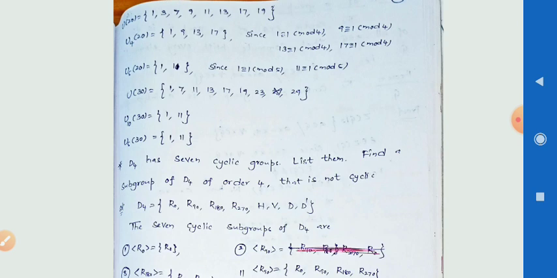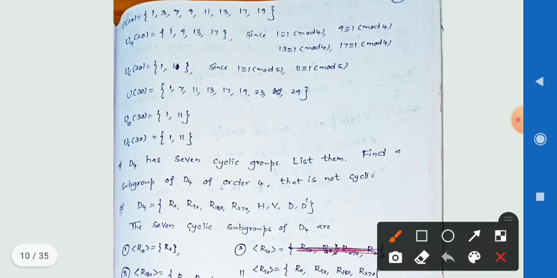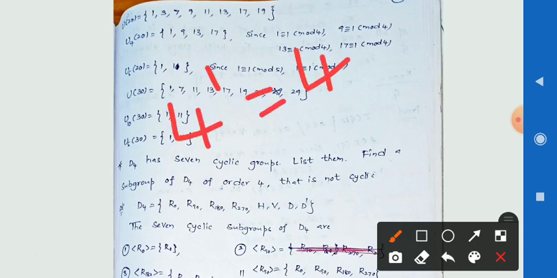U5(20) means... here U4 means I am taking powers of 4, 1 is equal to 4, 4 square.